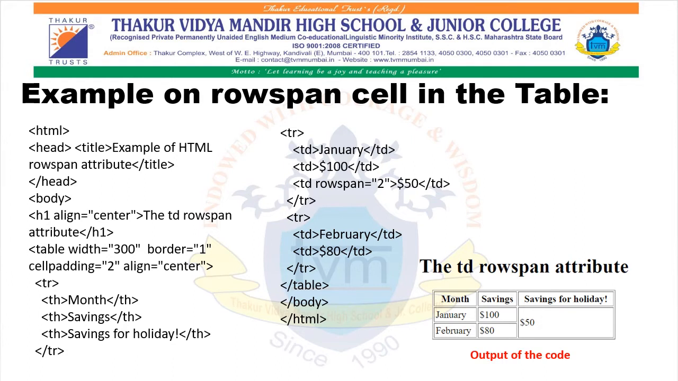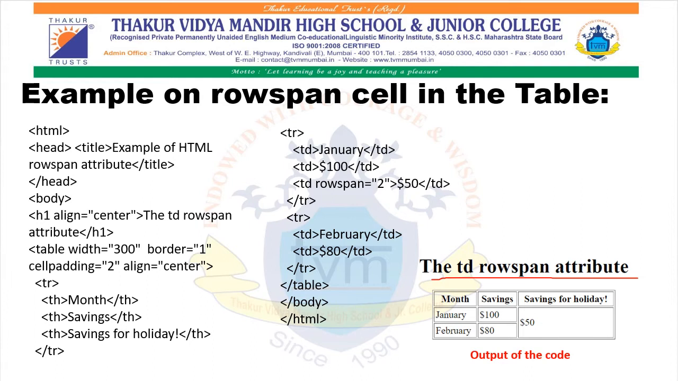As you can see in this image, the TD rowspan attribute we are going to use in this example. Then comes the table. We are going to use the attributes called width, cellpadding and align, which define the enhancement of your table.